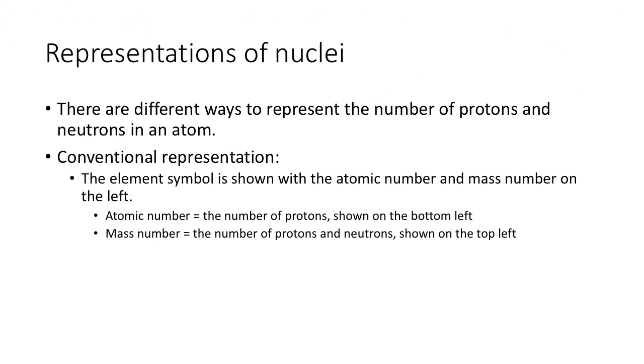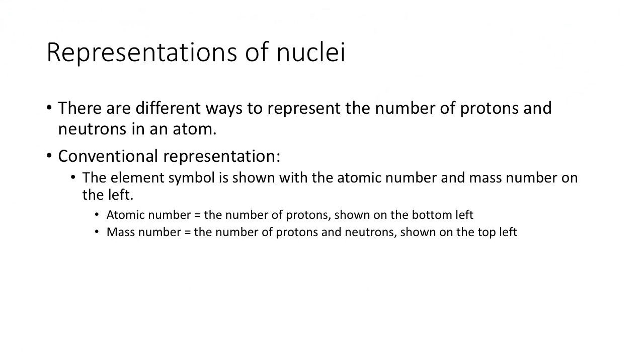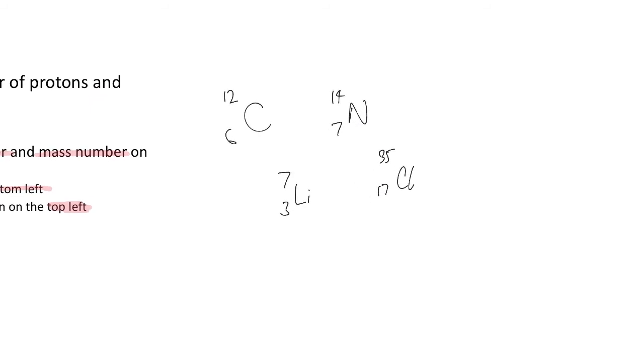Okay. So representation of nuclei. There are different ways to represent all of those nuclei that we just looked at. First of all is the conventional representation. In the conventional representation, the element symbol is shown with the atomic number and mass number. What's the atomic number and mass number? These things are shown on the left. The number of protons is the atomic number, and it's shown on the bottom left. The number of protons and neutrons, the mass number, is on the top left. Here's a couple of examples. Here are the atomic numbers on the bottom left, and here are the mass numbers on the top left.